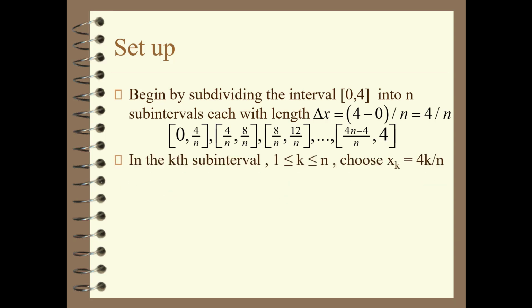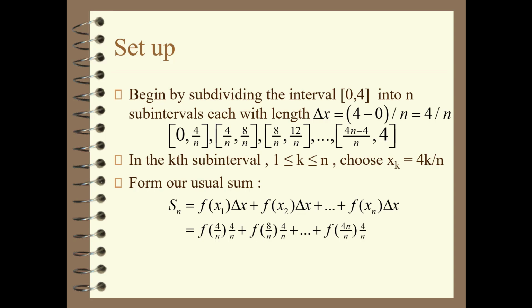In every single subinterval, we'll just pick the right endpoint. But the formula for doing so would then just be k times the change of x, plus a. A is 0 here. So that's 0 plus k times 4 over n. So that's 4k over n.